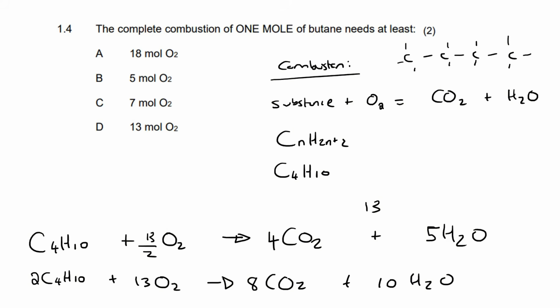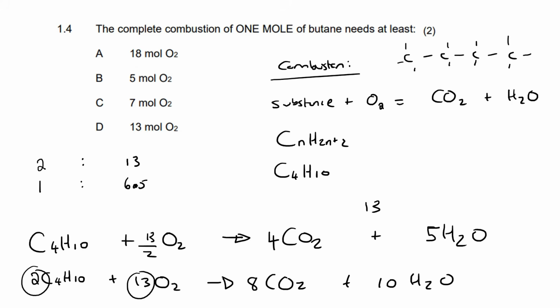However, we need to look at the question, the complete combustion of 1 mole. So if we look at the mole ratios here, the mole ratio says that for every 2 moles of butane, we need 13 moles of oxygen. That means for every 1 mole of butane, you would need half of that number, which is 6.5. So for every 1 mole of butane, you're going to need exactly 6.5 moles of oxygen.